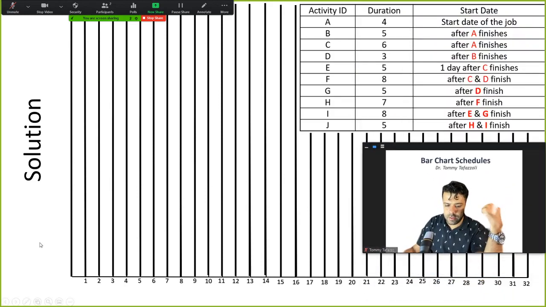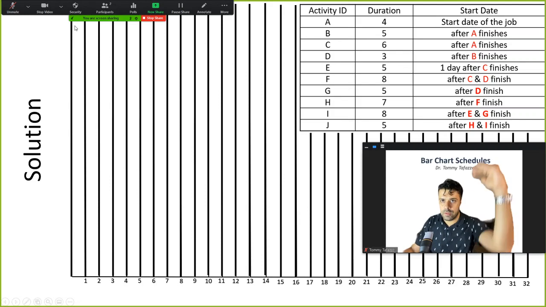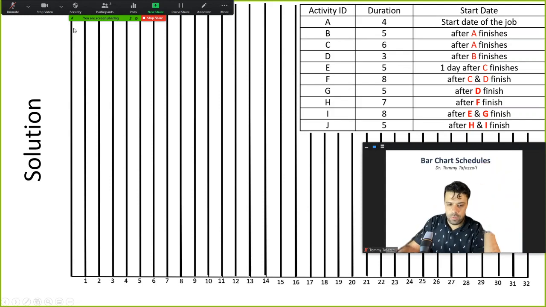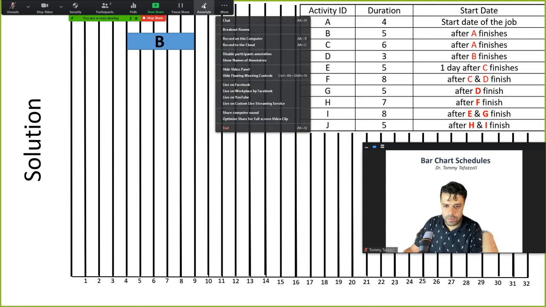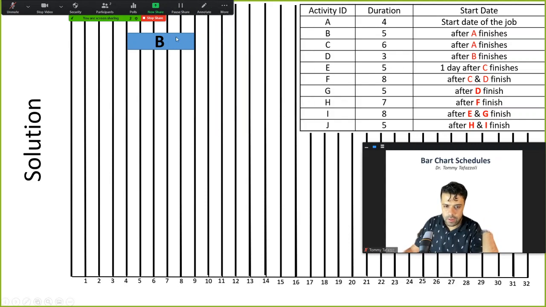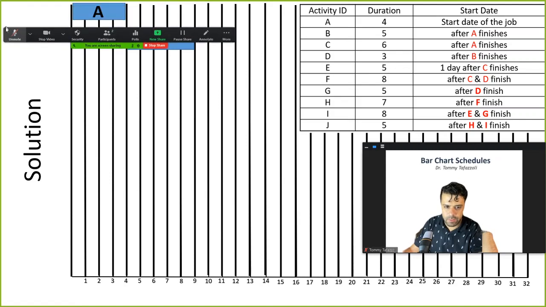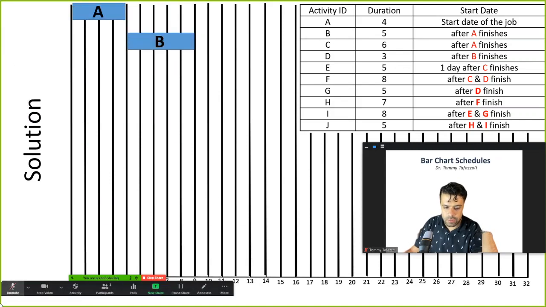Activity A starts on the first day. We start from the top to bottom, and it takes 4 days. So it will look like, oh, it's behind this Zoom thing. But let me see if I can move this. Yeah. So it starts right here. It takes 4 days. So it finishes here. B starts after A finishes. It means immediately after A finishes, B can get started, and it takes 5 days. 1, 2, 3, 4, 5.